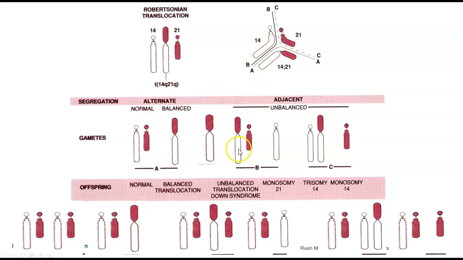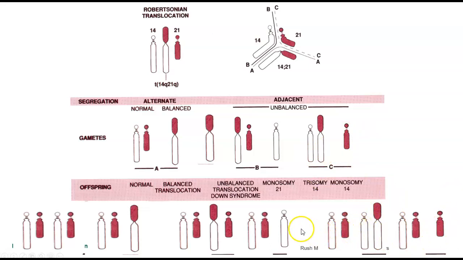But if the 1421 migrates with the 21, leaving the 14 alone in the other cell, or the 1421 migrates with 14, leaving the 21 alone, when this is fertilized with normal gamete, we get 2 14s and 3 21s. This is Down syndrome. When this is fertilized, we have 2 14s and 1 21, 3 14s and 2 21s, and 1 14 and 2 21s. This is lethal.